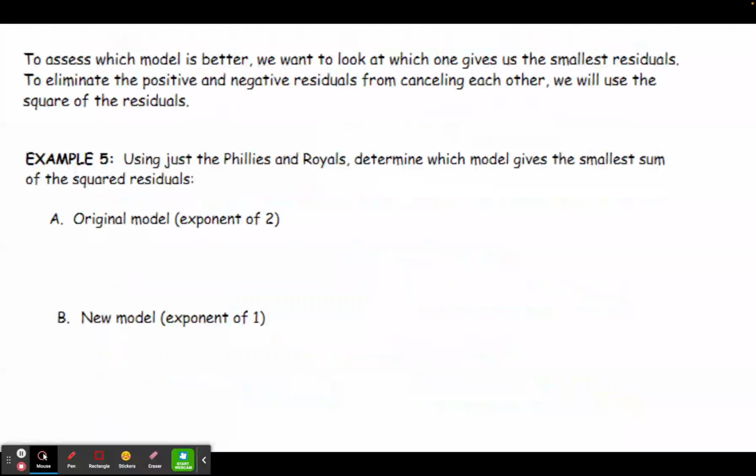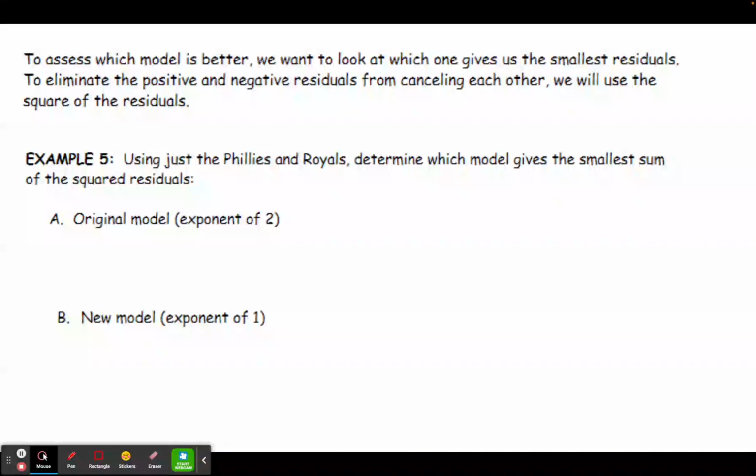Now, to assess which model is better, we want to look at which one gives us the smallest residuals. And as we've seen in the past, when we've looked at deviations, we know that positives and negatives will cancel each other out. And so to avoid that problem, like we did when we calculated standard deviation, we're going to use the square of the residuals.